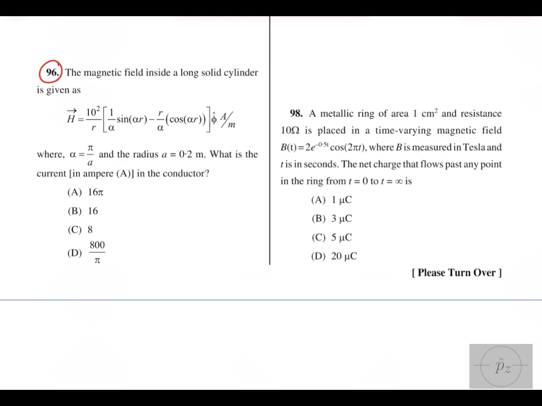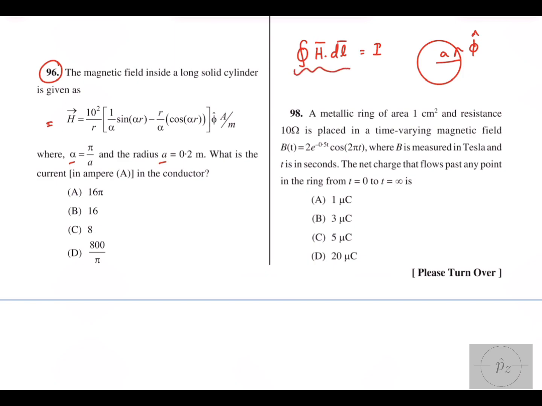The magnetic field inside a long solid cylinder is given as this, where the values of alpha and A are also given. What is the current in the conductor? We use Ampere's law, that is the line integral of H is equal to I, and we'll take a path that is a circle along the direction phi with a radius a.